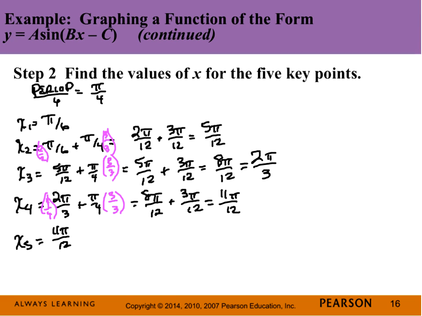And finally, my fifth x coordinate, I start at 11 pi over 12. I know I need the 12 in the denominator, and I know from here that's 3 pi over 12. So I'm just going to go ahead and add 3 pi over 12. So I get 7 pi over, no, I'm sorry, that's an 11. Can't read my own handwriting.